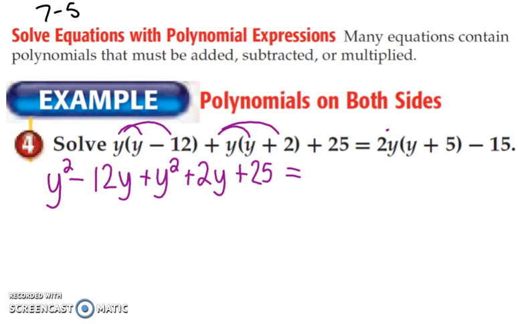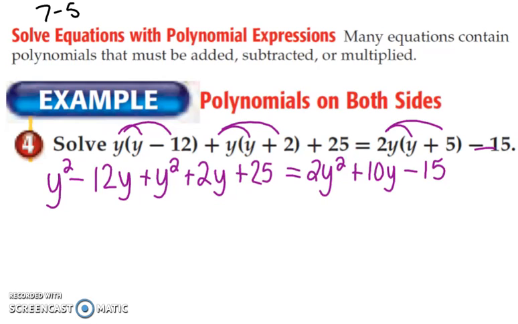And now on this side of the equal sign, we have to distribute the 2y. And we get 2y squared plus 10y. And then we bring that minus 15 down. So it looks pretty messy.